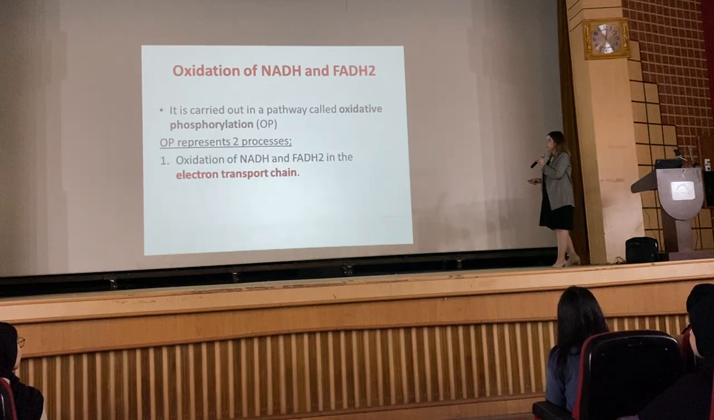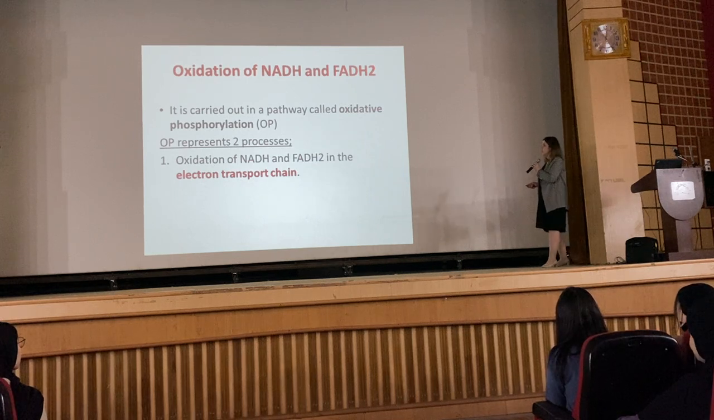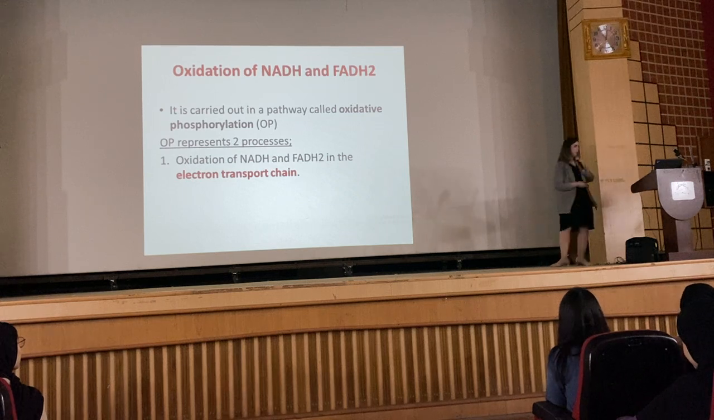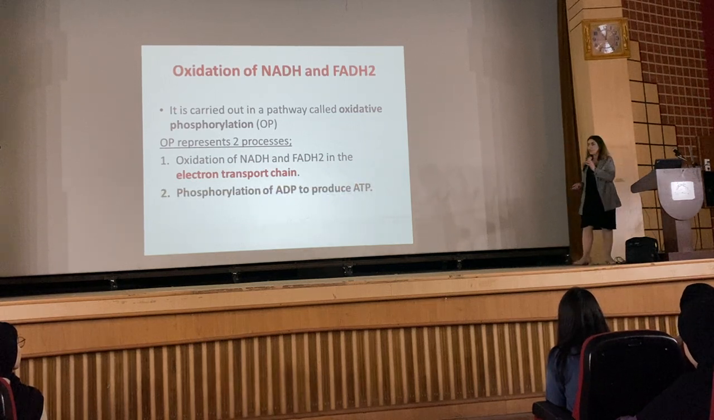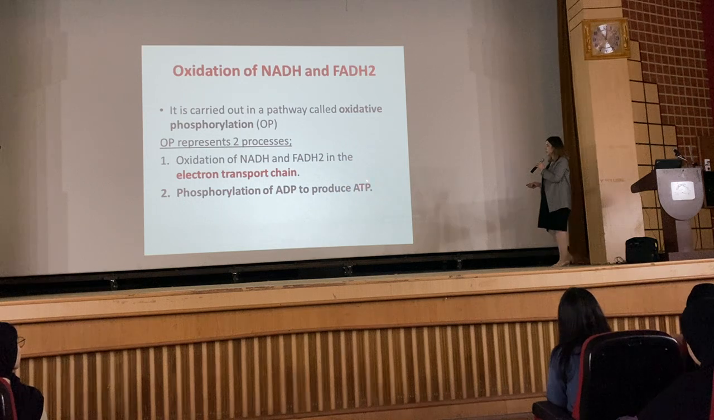So the oxidation of NADH and FADH2 by the electron transport chain is the first step, and the second one is the phosphorylation of ADP to produce ATP, or energy.